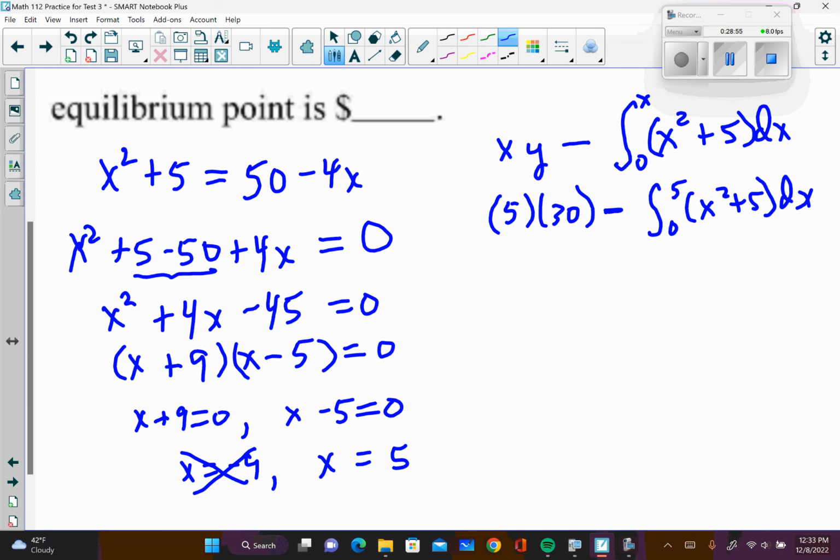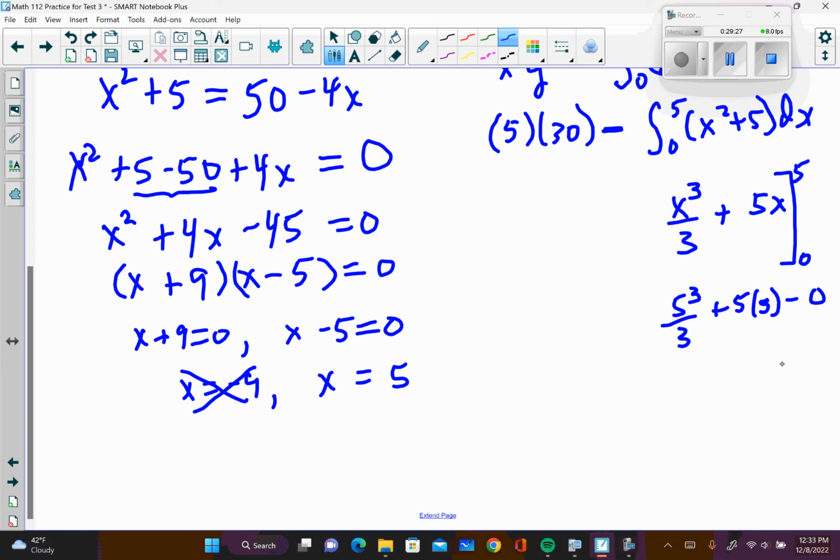So ignore the minus and everything before it for a second. The integral of x squared dx is x to the third over 3, and the integral of 5 dx is just 5x. And we put a bracket here, 0 and 5. So everywhere there's an x, we're going to put 5. So 5 to the third over 3 plus 5 times 5. And technically, this is going to be minus 0 because when both of these terms get x replaced with 0, we'll have 0 plus 0. So it's minus that.